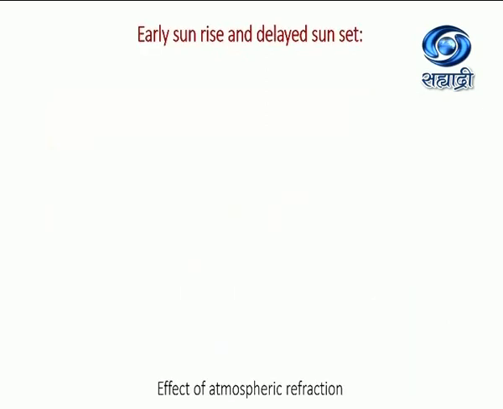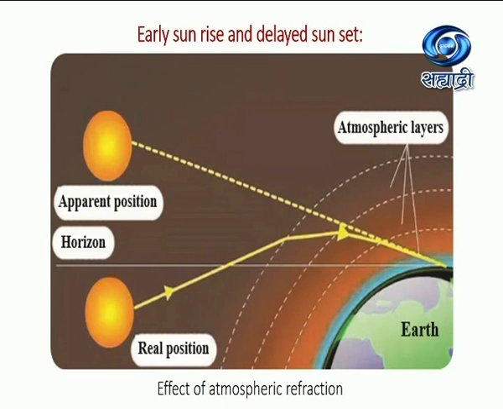Early sunrise and delayed sunset. Early sunrise is also called advanced sunrise. It is due to atmospheric refraction of sunlight. An observer on the earth sees the sun 2 minutes before the sun reaches the horizon. A ray of sunlight entering the earth's atmosphere follows a curved path due to atmospheric refraction before reaching the earth.